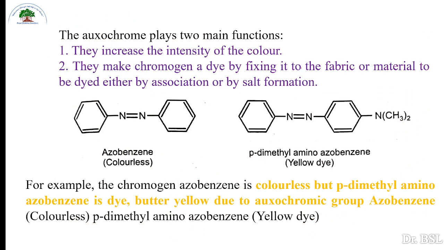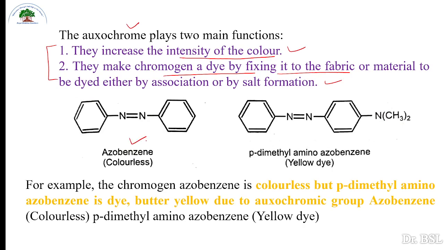The oxochrome plays two main functions. They increase the intensity of color. This is the first function. And another, they make the chromogen a dye by fixing it to the fabric or material to be dyed, either by association or by salt formation. So these two functions are very important with this oxochrome.